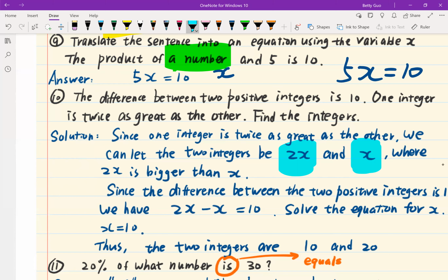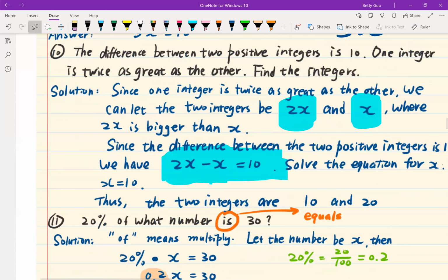So now we have both of the two integers written in terms of x. We need an equation in order to solve for x. The difference between the two numbers is 10. We know 2x is bigger, x is smaller. We use 2x minus x equals 10. That is the equation. Let's solve the equation for x. 2x minus x is x. x equals 10 is the solution.